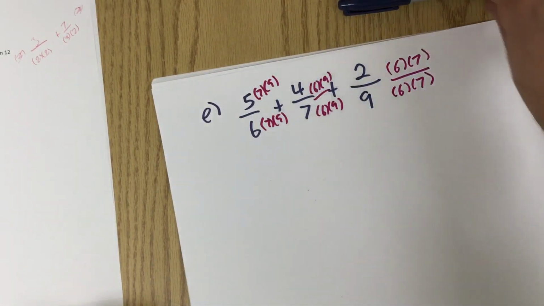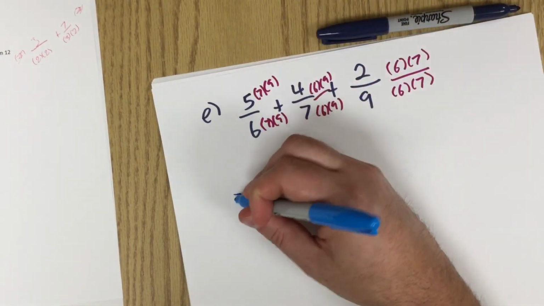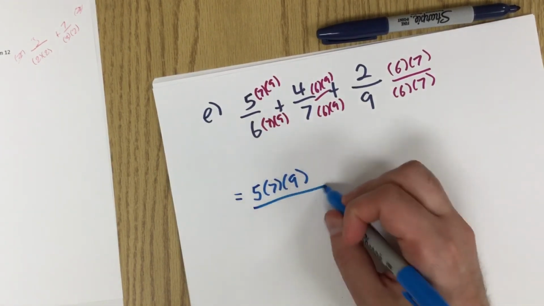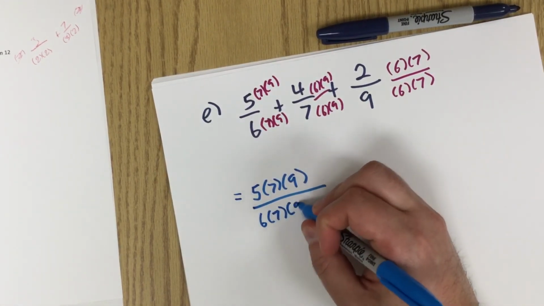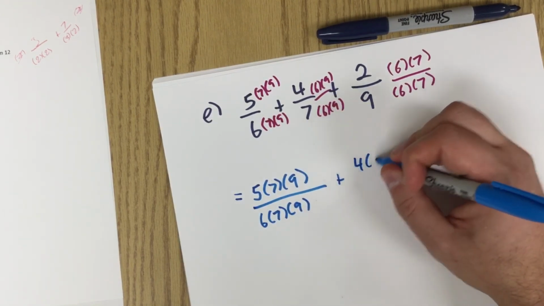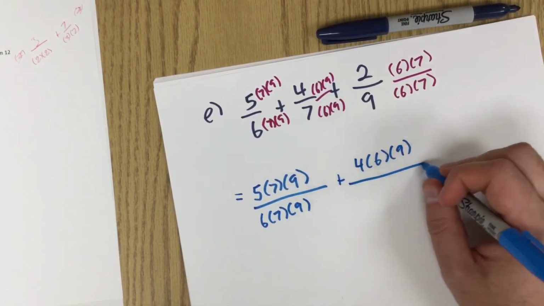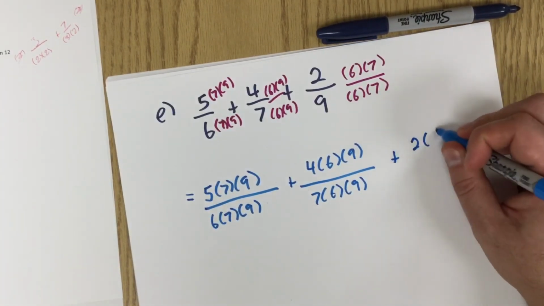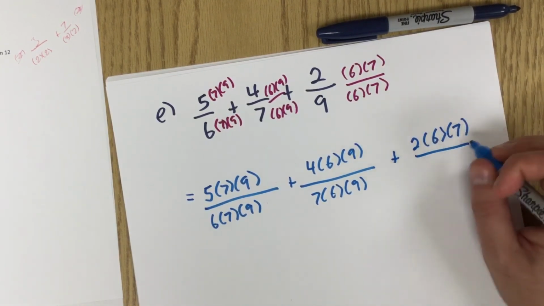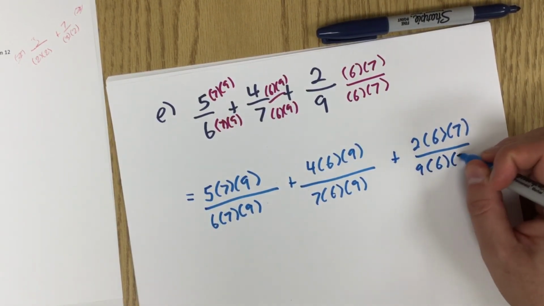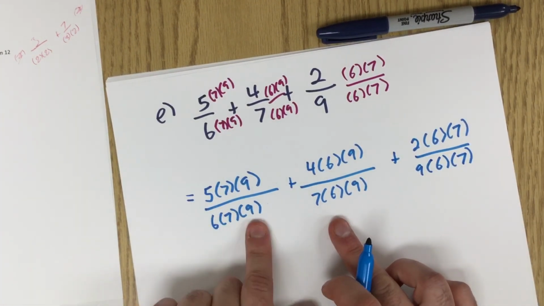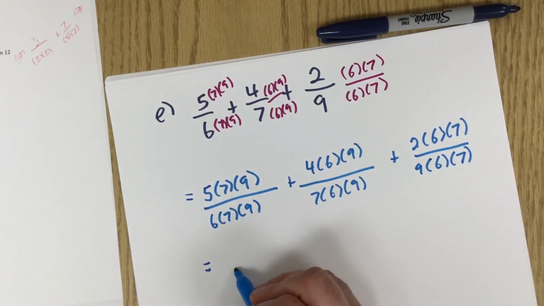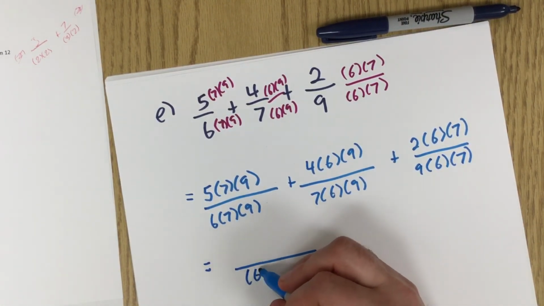This is getting pretty hideously messy, but we end up with 5 times 7 times 9 over 6 times 7 times 9, plus 4 times 6 times 9 over 7 times 6 times 9, plus 2 times 6 times 7 over 9 times 6 times 7. And if you look, the bottoms are all the same. 6, 7, 9, 6, 7, 9, 6, 7, 9. So we're going to do it all together. It's all going to be over 6 times 7 times 9.